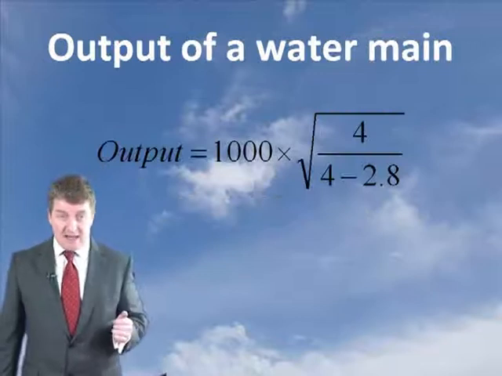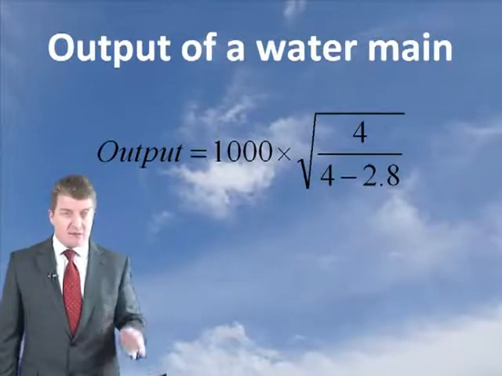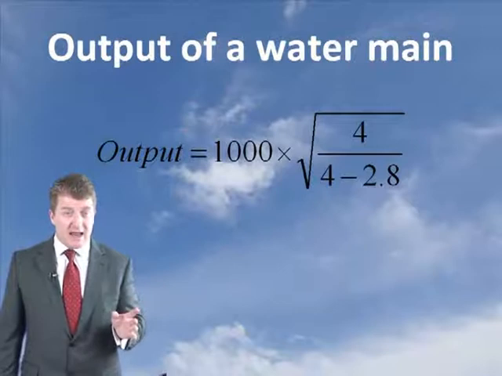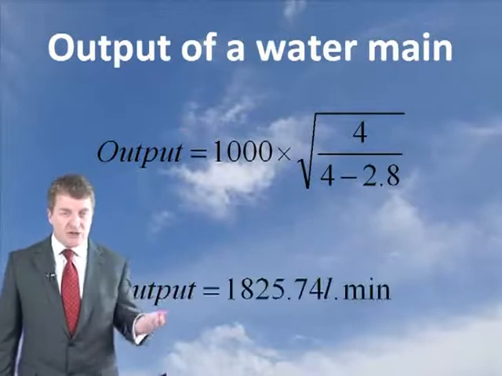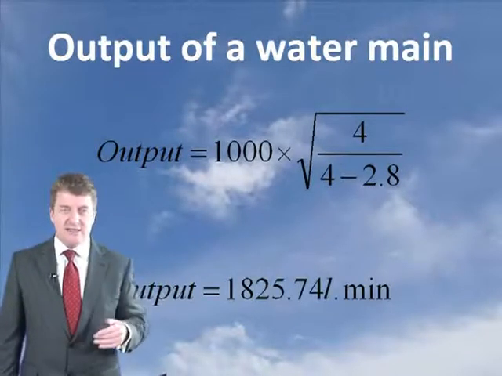Well, this is the formula here. If you put in your known variables, the maximum output of this main is 1825.74 litres a minute. Let's do another example.